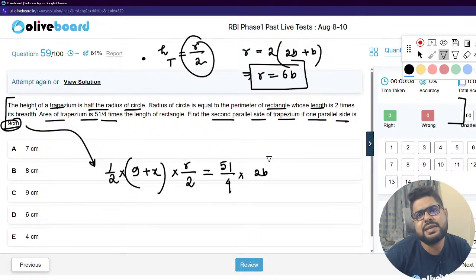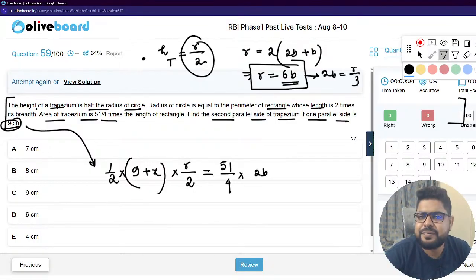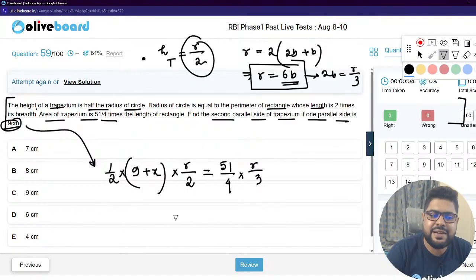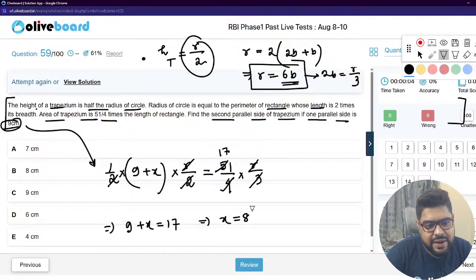Now you will say, sir, how do I get breadth? Don't worry, sir, there is a relation between R and B. Since 6B is R, I can write 2B equal to R divided by 3. So 4, 2 and 2, this R is gone, 3, 17s are gone. So 9 plus x is equal to 17. So x is equal to 8, sir.